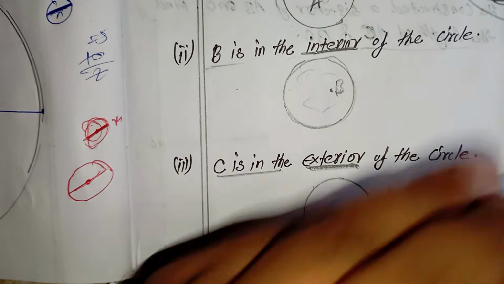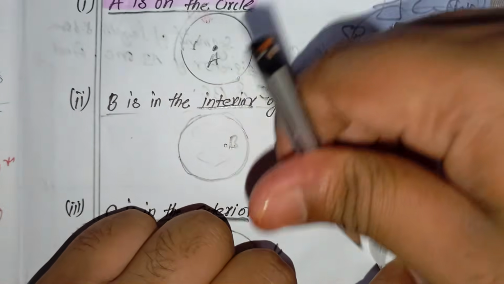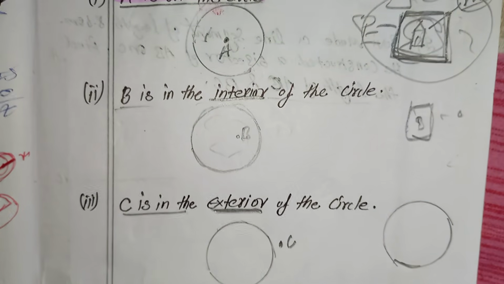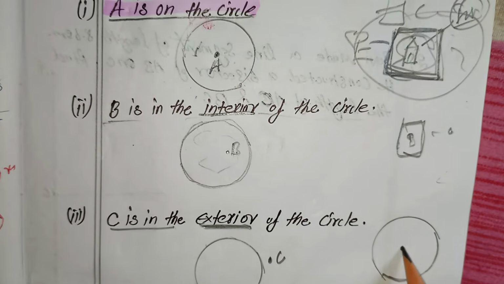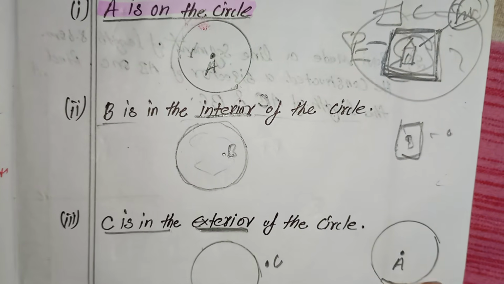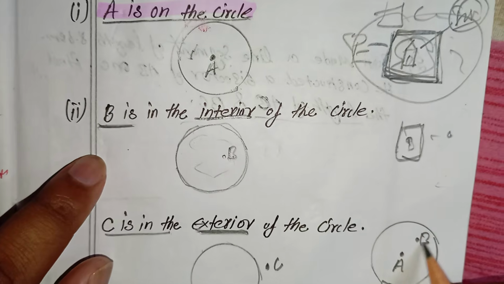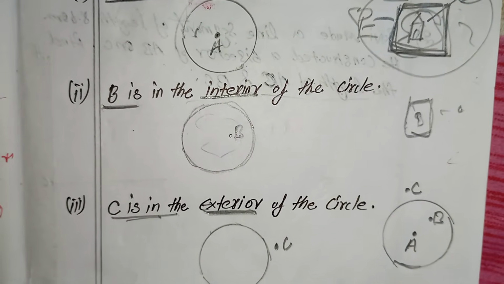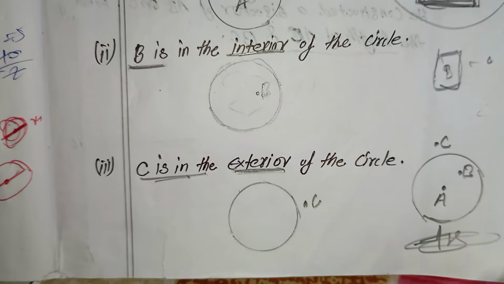So generally in this question, I'm telling you, I will make one circle. In this circle, the question is telling A is at the center. Let's suppose this is A at the center. It is telling B is in the interior. Let's suppose B is here. C is the exterior. Let's suppose C is here. Over. This is the only answer of this question. Like that you can draw.